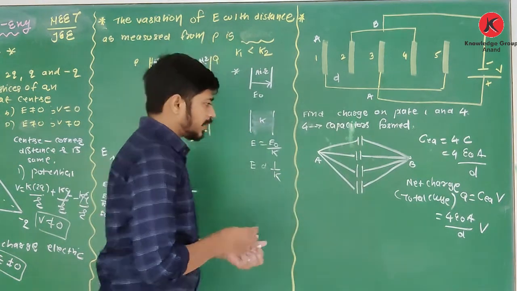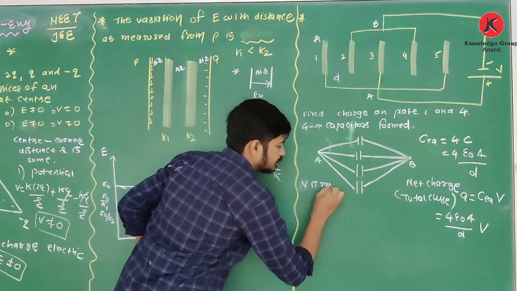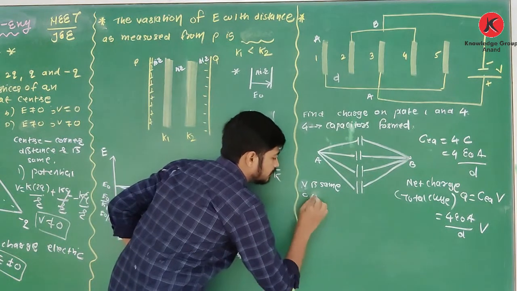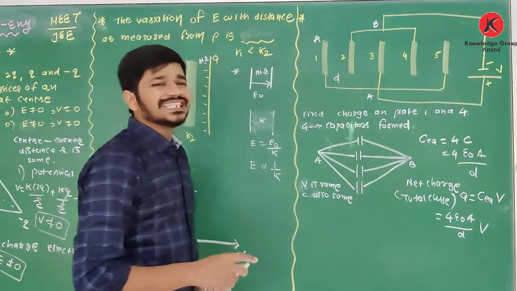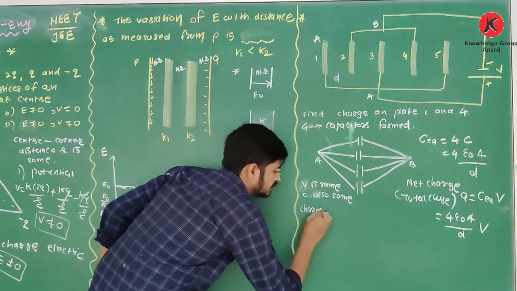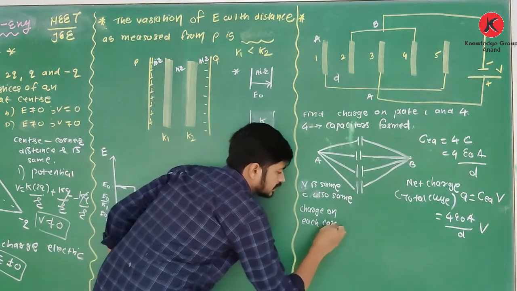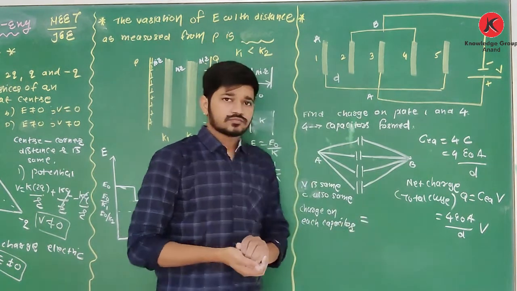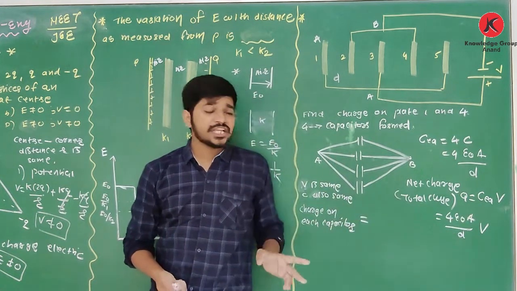Yes, in parallel connection we know that potential V is the same. Here each and every capacitor has the same capacitance, so the charge on each and every capacitor will also be the same. What is the total charge? 4 epsilon 0 A upon D into V.